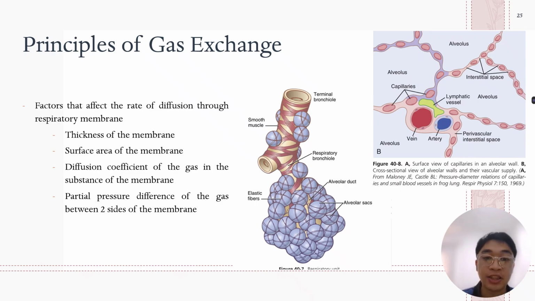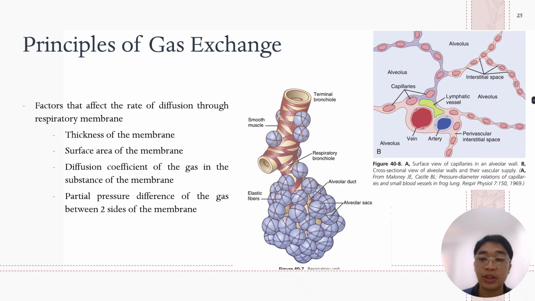So the factors that affect the rate of diffusion through the respiratory membrane are the following. Gas exchange can be affected based on the thickness of the membrane. As I just mentioned, the alveolar walls are very thin in order to facilitate more efficient gas exchange. Okay, so the surface area of the membrane can be affected by the diffusion coefficient of the gas in the substance of the membrane and the partial pressure difference of the gas between two sides of the membrane.